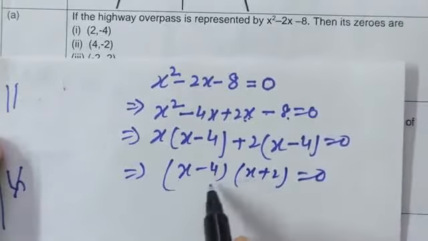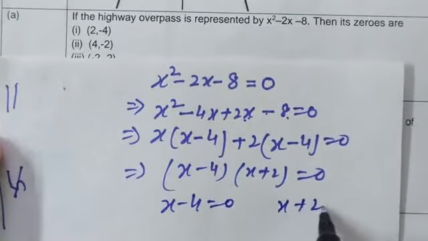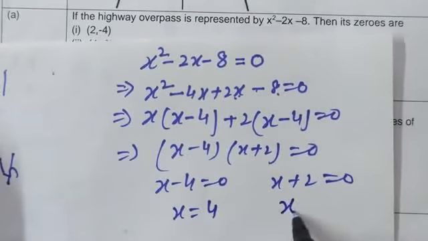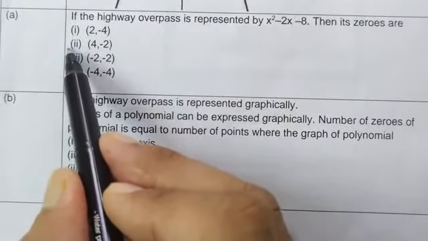So the product of these two factors is 0. So either the first one is 0 or the second one is 0. If the first one is 0, we get x is equal to 4, and if the second one is 0, x is equal to minus 2. So 4 and minus 2 are the correct answer. So the second option is the correct answer here.